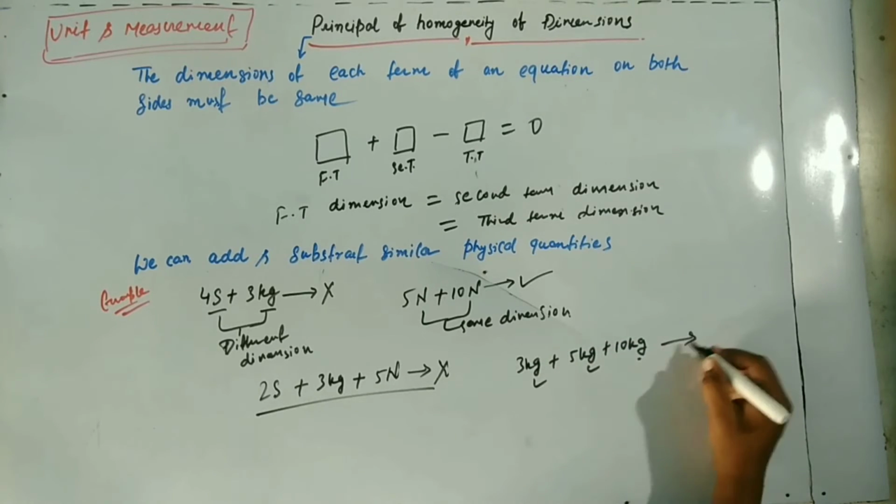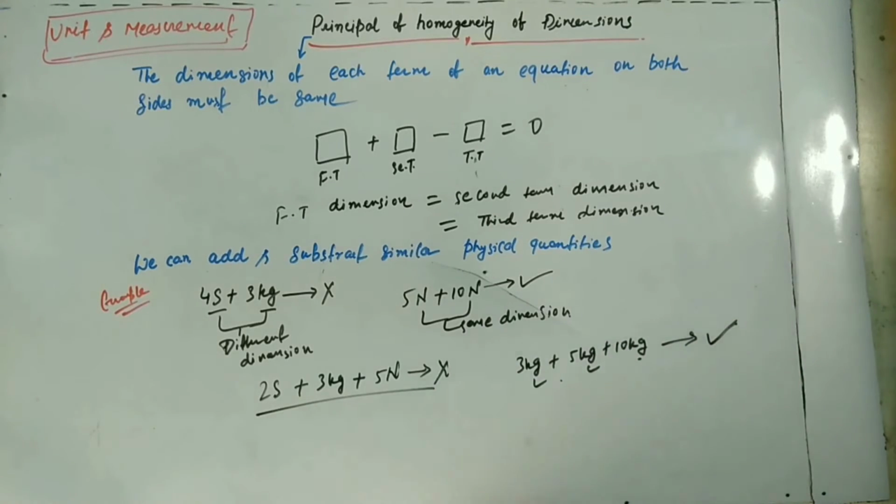Next is 3 kg plus 5 kg plus 10 kg. This equation can be added or subtracted, so this equation follows the principle of homogeneity.